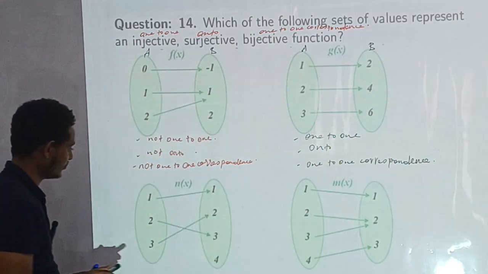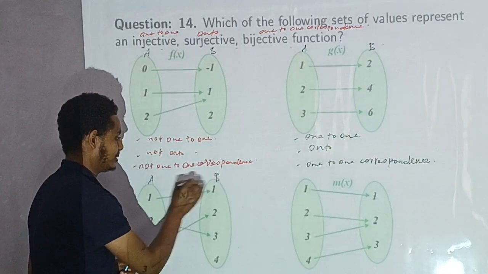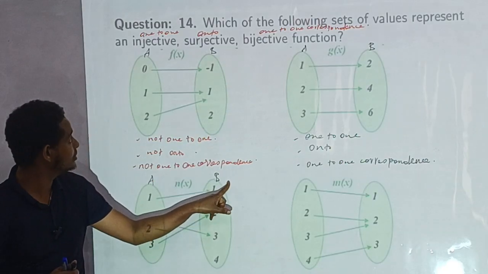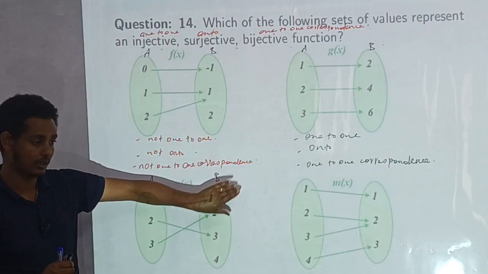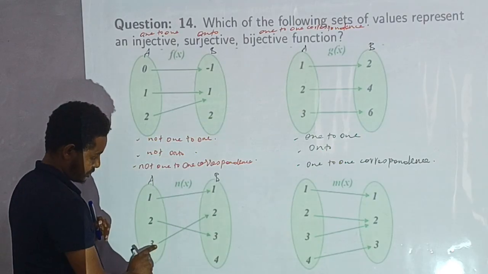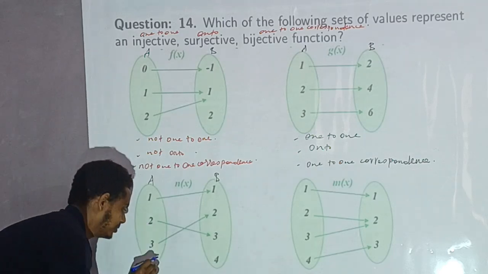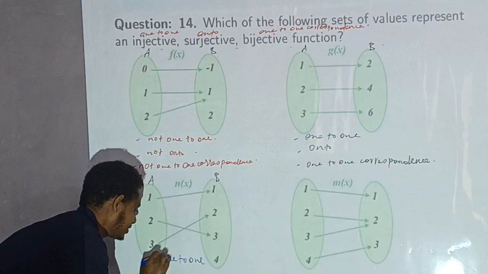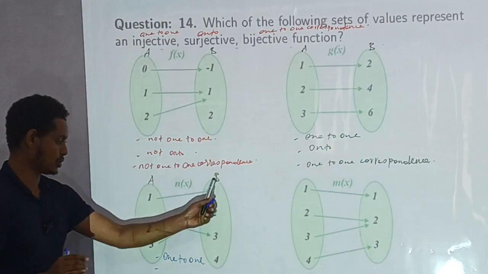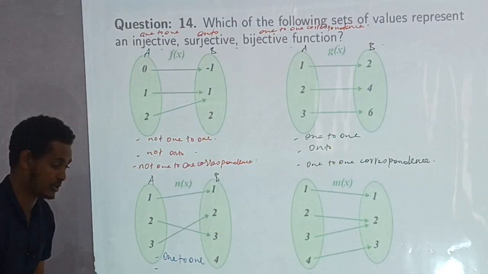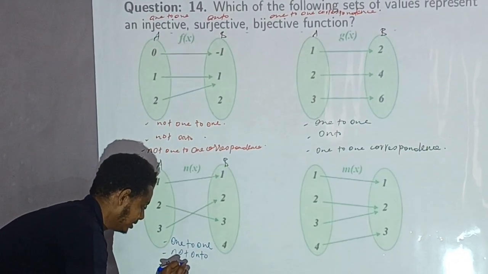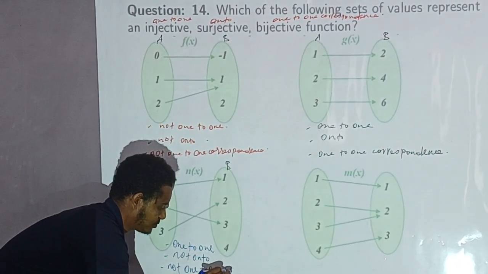Here n of x, this is a function mapping from A to B, given by this Venn diagram. To say it is one-to-one, we have to look at the range. If one range element is paired with different domain elements, it's not one-to-one. Here 1, 1, 2, 3, 3, 2, so this function is not one-to-one. Is it onto? It's not, because this 4 has no preimage. The range is 1 to 3, but B is 1 to 4, so they differ and it is not onto. Then it's not a one-to-one correspondence.